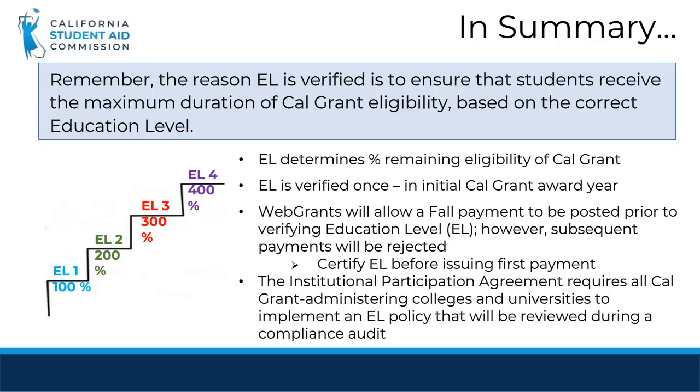Each institution sets its own policy on education level and is responsible for implementing these policies. Having established policies is a requirement of the IPA and is therefore reviewed during an audit. If your school's policy is followed each time and the student's education level is verified before the first payment, then you can ensure the student's lifetime eligibility is established correctly and they can benefit from the Cal Grant funds.